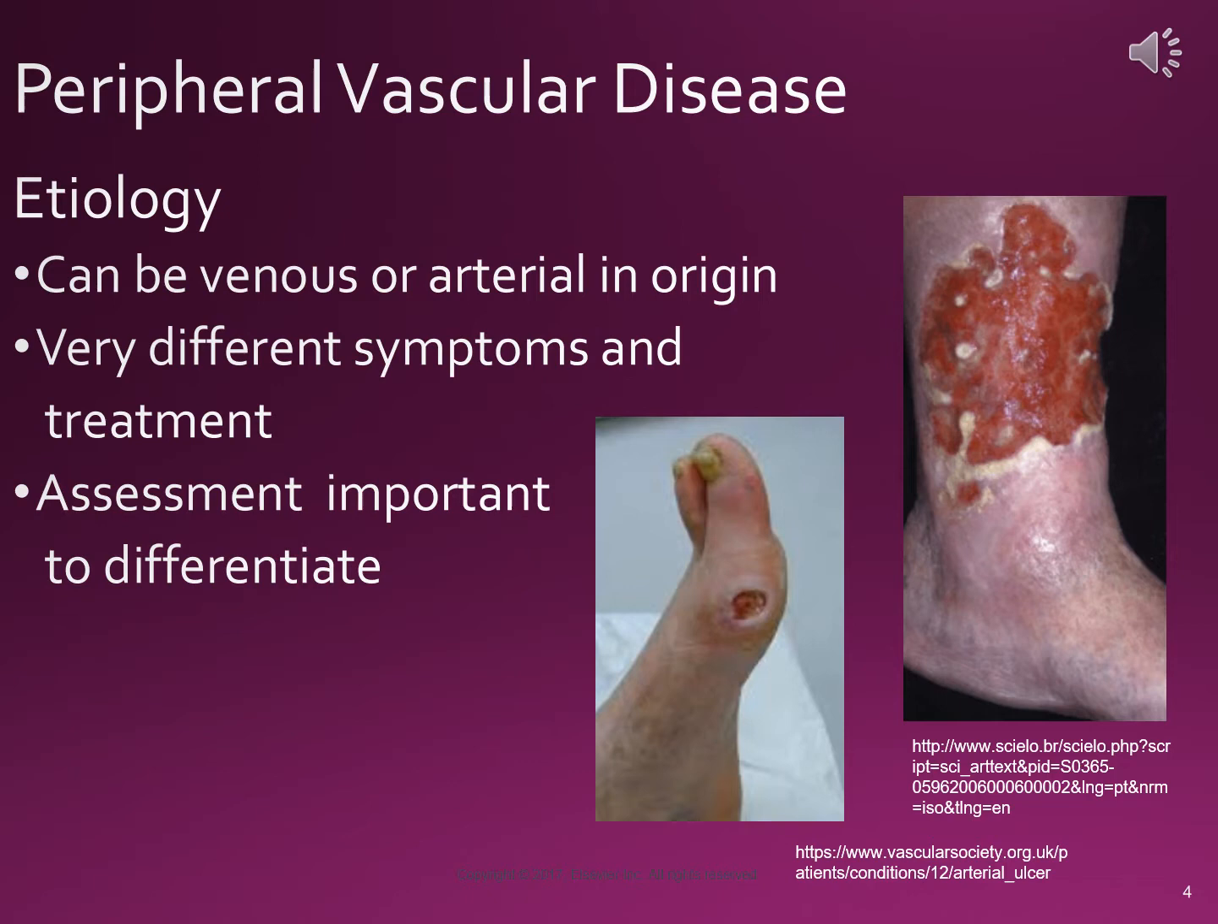Peripheral vascular disease in general can either be venous or arterial in origin. These have very different symptoms and very different treatment. And so assessment becomes very important to differentiate between the two. For instance, here is an illustration of what the ulcers look like. So on your left is a very typical arterial ulcer, and on the right is a very typical venous ulcer.